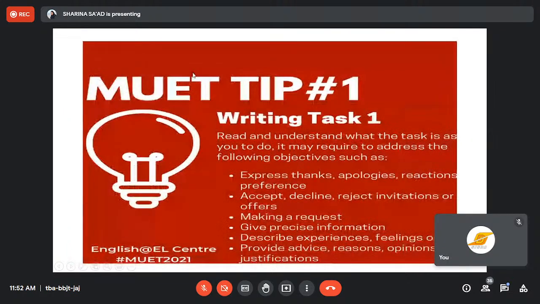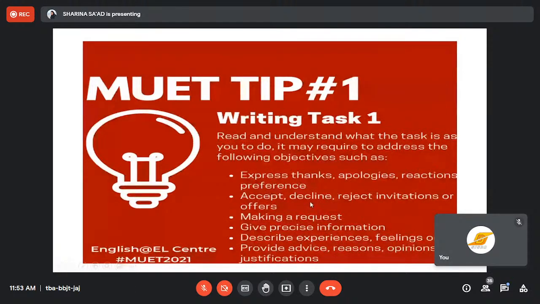Okay, so I'm going to give you tips for task 1. You have to read and understand what the task is all about. It may require you to address the following objectives, such as expressing thanks, apologizing, reacting to preferences, or accepting, declining or rejecting an invitation. For example, the email invites you to an event, and when you reply, you can accept, you can decline, or you can reject the invitation.